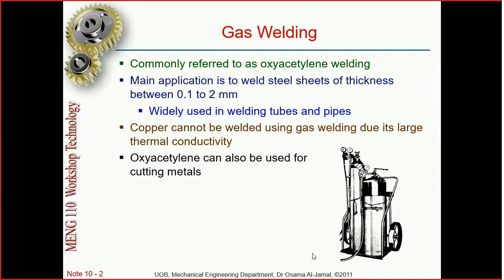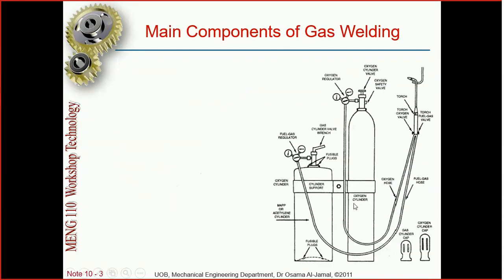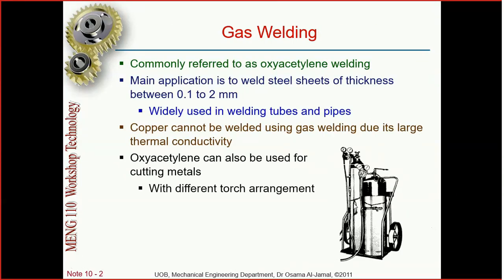Now if we are not using a filler rod, the flame which is produced can also be used to cut the metal. By changing the torch which is used to produce the flame, we can also use it to cut the metal.